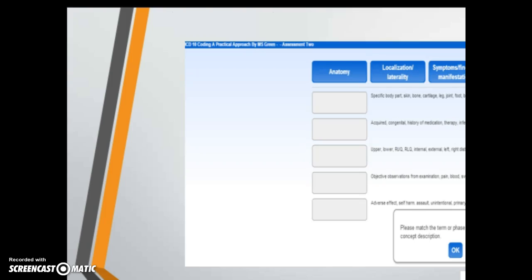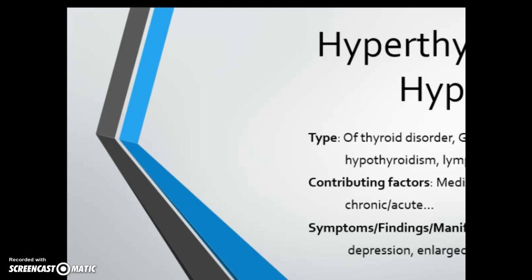So let's ask you a question based on the training we just had. The answers are at the top in the blue boxes. We have anatomy, localization and laterality, symptoms, findings, manifestations, contributing factors, and type. And here's the question, and you can drag the answer down to the correct one. Specific body part. That would be the anatomy. Acquired. Upper, lower, laterality, and so on. And here, hyperthyroidism. Let's look at another one.